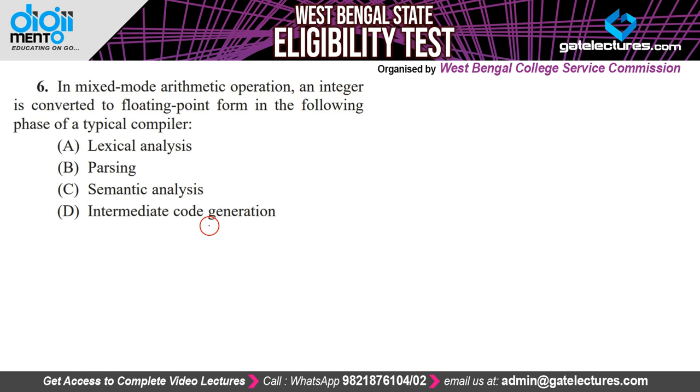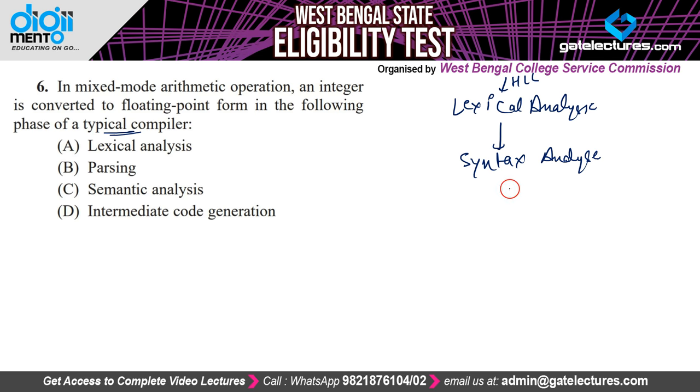In mixed mode arithmetic operation, an integer is converted to floating point form in the following phases of a typical compiler. Generally, what are the phases of the compiler? First of all, we have the phase which is lexical analysis. We give a high level language program to lexical analysis, which gives a stream of tokens. Now from this lexical analysis, we give it to the syntax analyzer. Now from this syntax analyzer, we get a parse tree, which we give to the semantic analyzer.